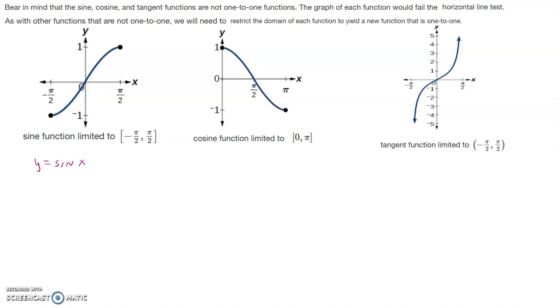So we'll take a look at y equals sine of x, and let's talk about our domain and range of our original sine function. We're going to be restricting our domains here. So our domain is going to be restricted between negative pi over 2 and pi over 2. The range of this function, if you take a look at our graph up here, is going to go from negative 1 to positive 1.